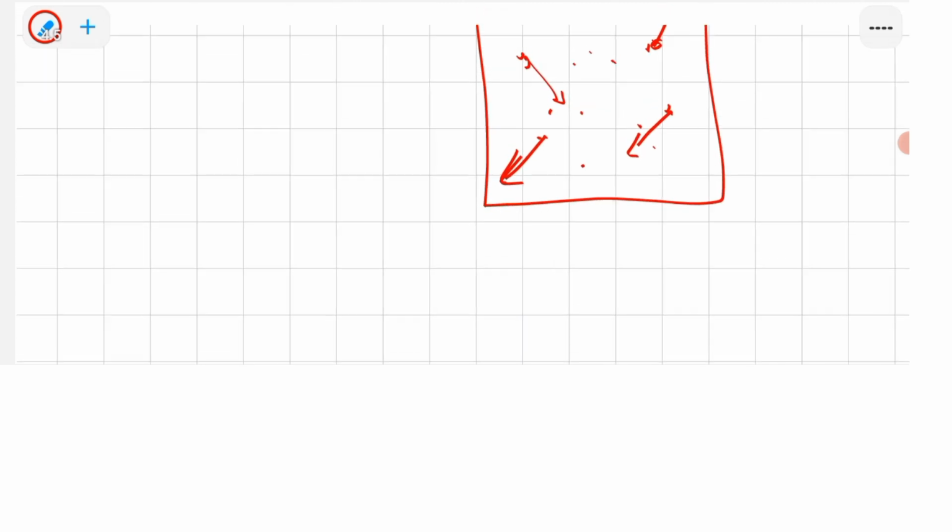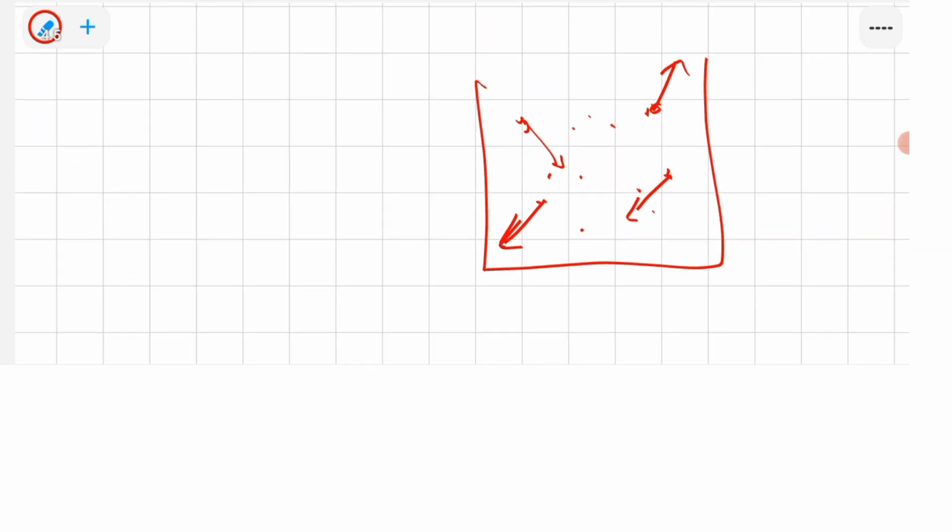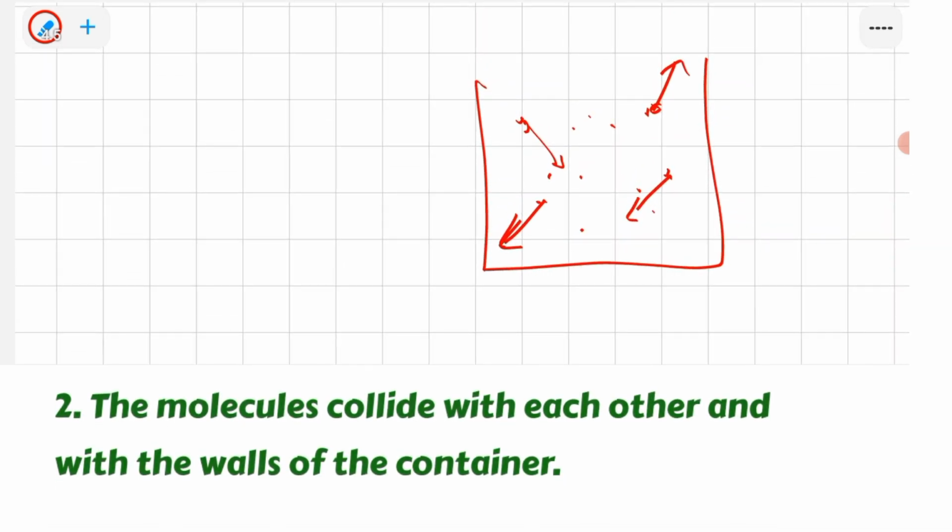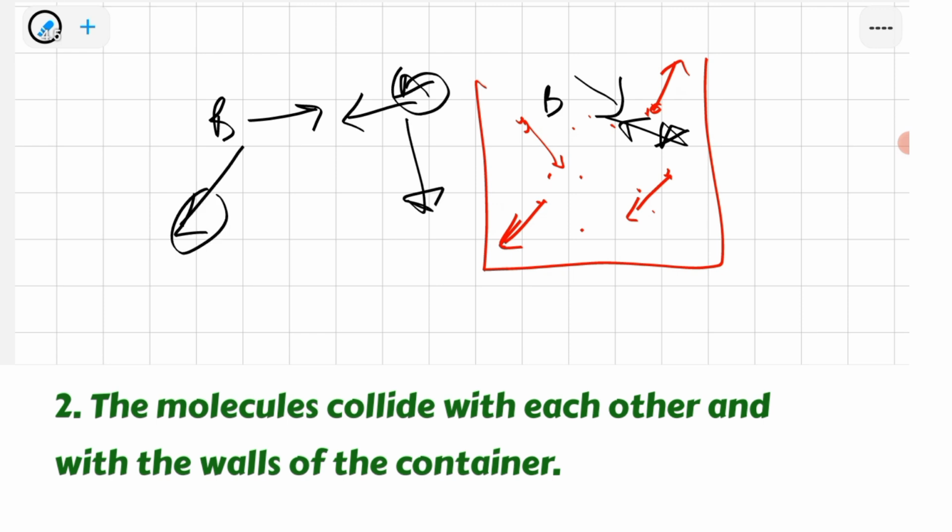Now the second one is that the molecules collide with each other and with the walls of the container. Let's take a look at a sample particle here. This is particle A and this is particle B. Because the movement of these particles is random, a point will come where particle A and particle B will interact, or they will collide. Both of them will meet each other and strike each other at this particular point. When they strike each other like that, they will move in different directions. When B hits A like this, it will bounce back and move in a different direction.